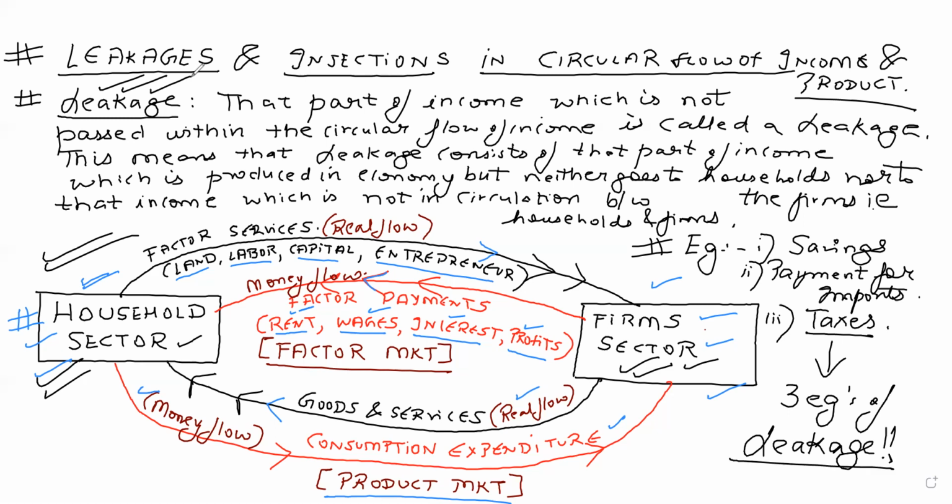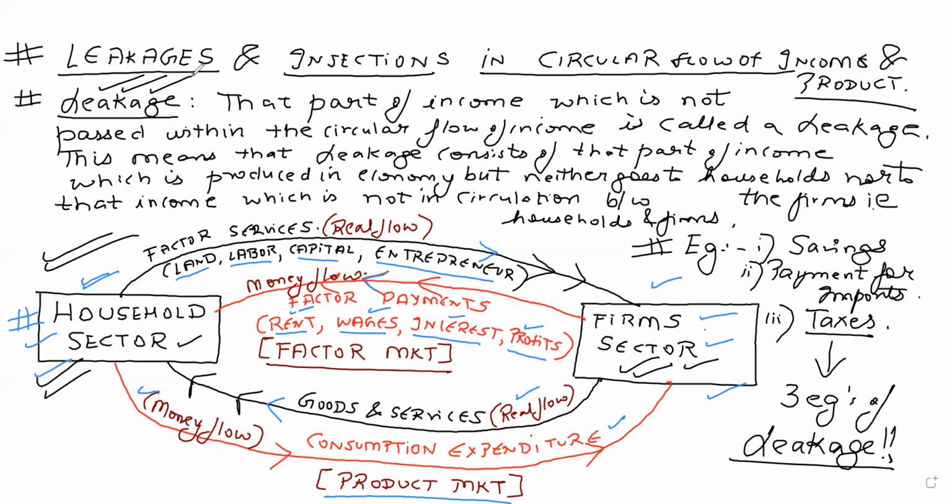Savings. Why is savings a leakage? Because the amount by which you are saving money is not going to the firms, it is not going in circulation, hence it is a leakage. When you are making payments for imports, you are paying the foreigners or the outsiders. Again, that much amount of money is not getting circulated between the households and the firms, hence it is a leakage.